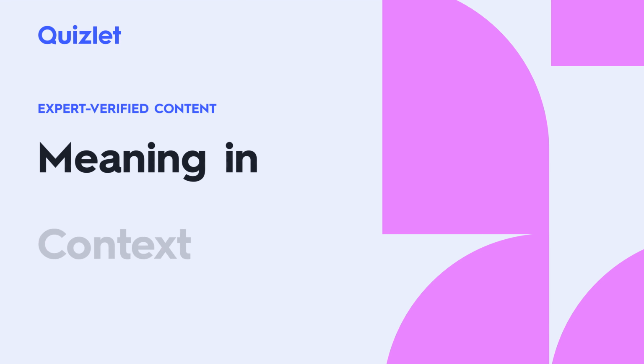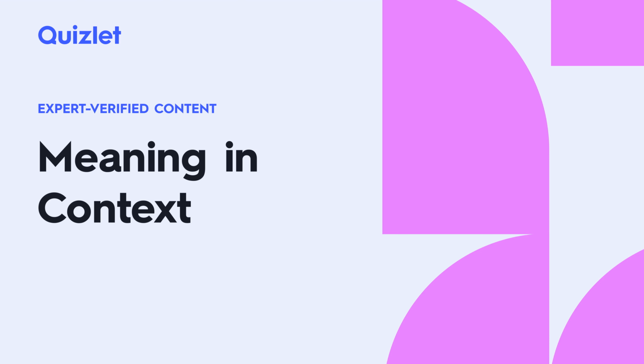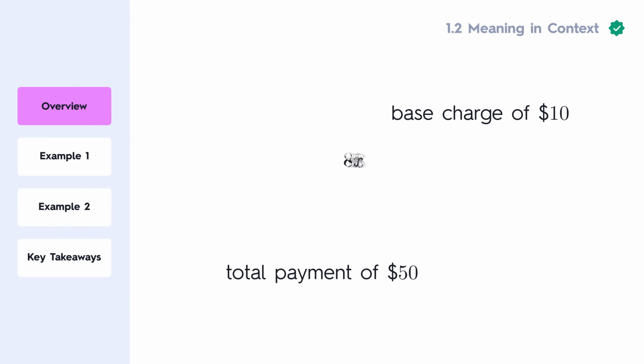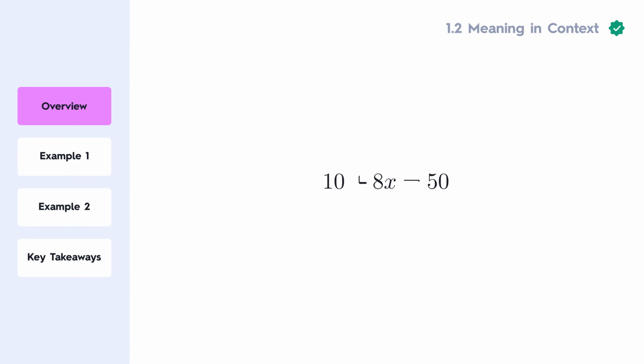Today, we're going to explore linear equations in one variable, focusing on their meaning and context. In this video, we'll take a closer look at how linear equations can represent real-world scenarios. By the end of this lesson, you'll be able to read an equation and know exactly what it's telling you about a given situation. Here's what we'll cover today.